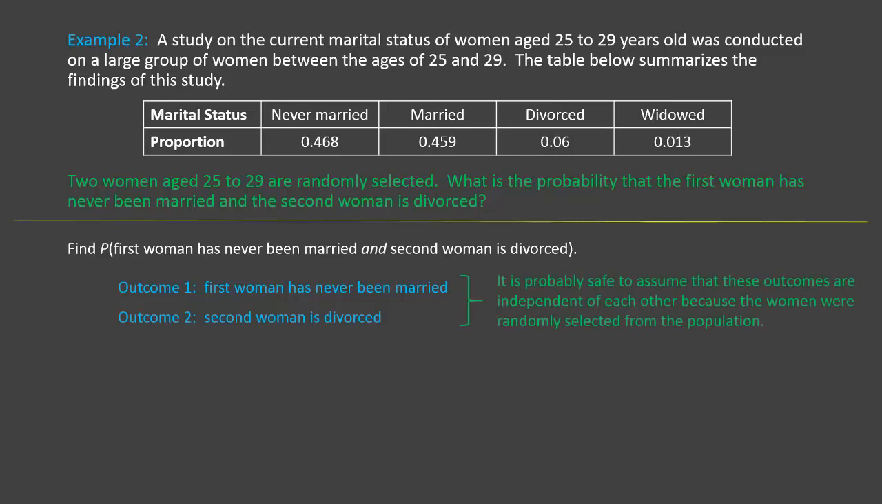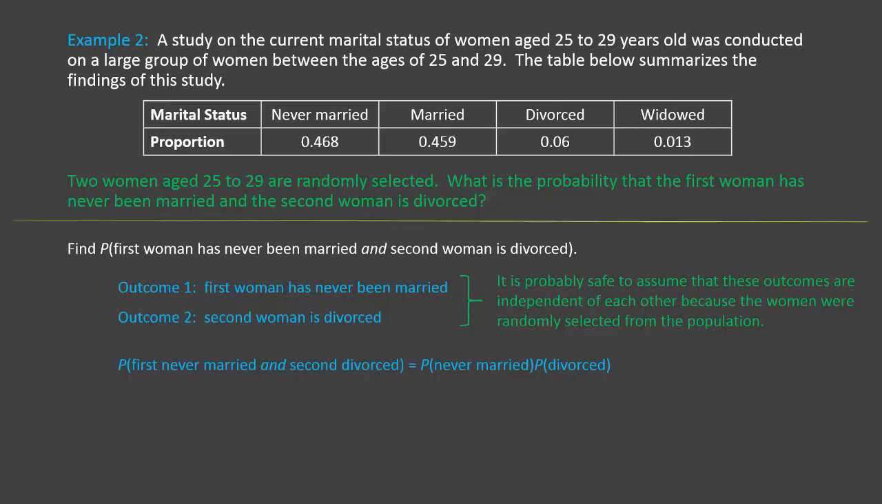Note that it is probably safe to assume that these outcomes are independent of each other because the women were randomly selected from the population. Therefore, we can use the multiplication rule for independent events. So, the probability that the first woman has never been married and the second woman is divorced is equal to the probability of never married times the probability of divorced.